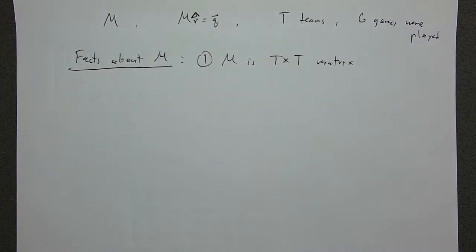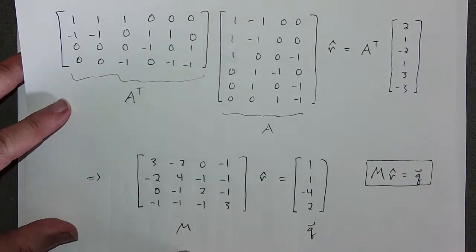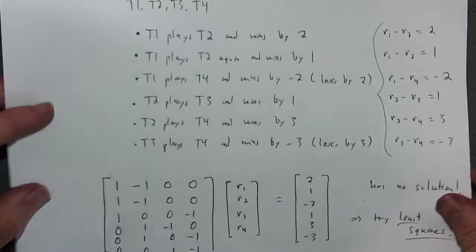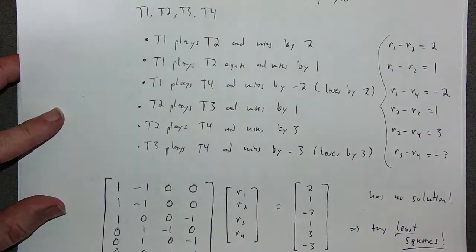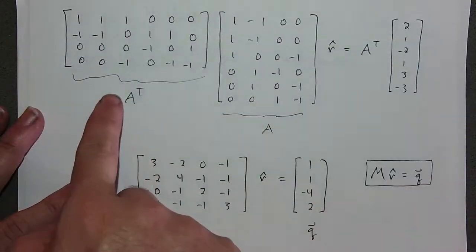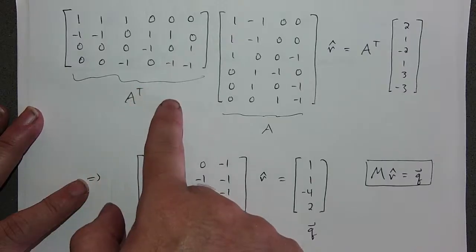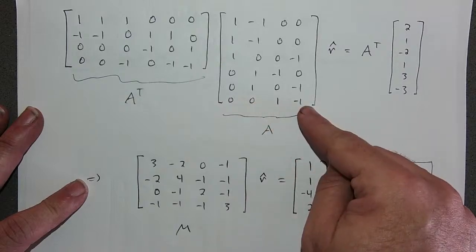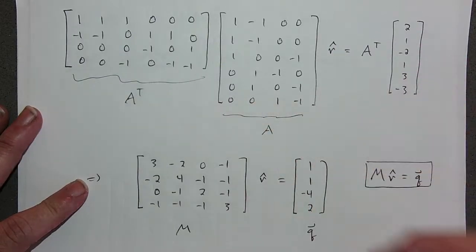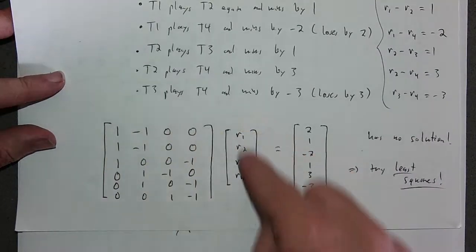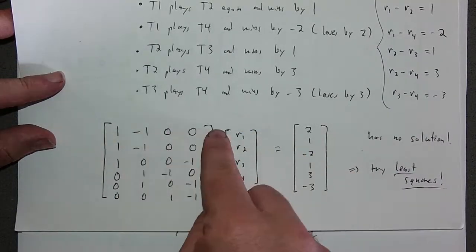Let's check to make sure that this makes sense. The M that we got in our example is a 4 by 4. There were 4 teams. But is that just a coincidence? Well, no, because of where this comes from. The matrix A that we started with has 4 columns because there were 4 teams. So setting up this original equation, A has 4 columns because there are 4 teams.